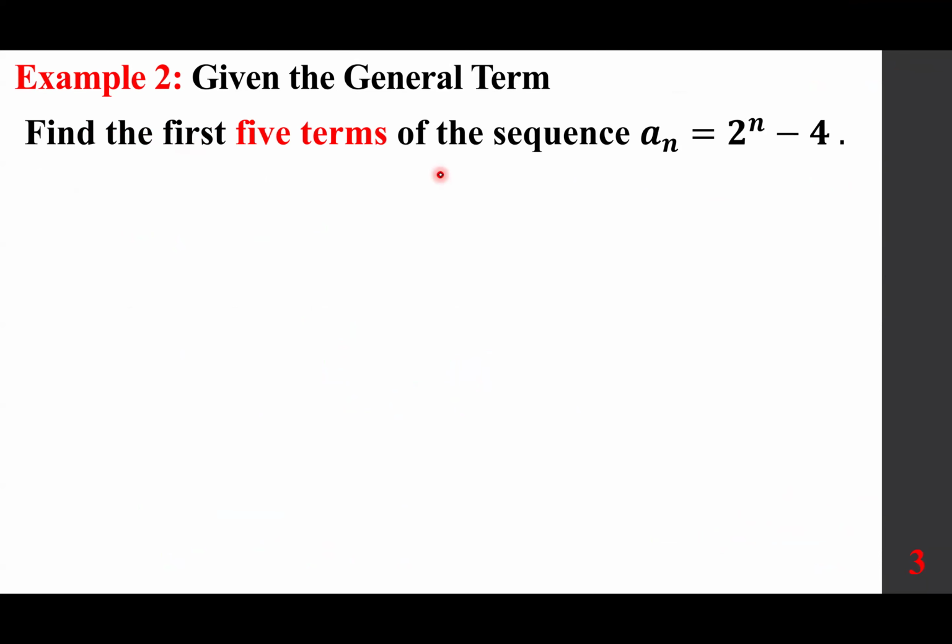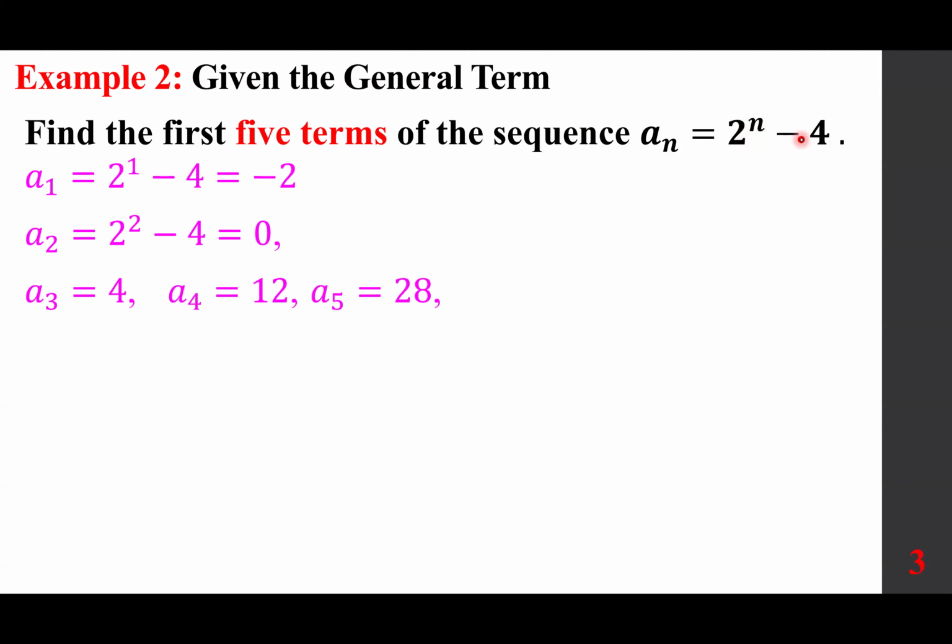We want to find the first 5 terms of the sequence. This is from the lecture. If I plug in 1, I get 2 to the power of 1, which is 2, minus 4 is negative 2. If I plug in 2, I get 2 squared, 4 minus 4 is 0. If I put in 3, I get 2 cubed, 8 minus 4 is 4. And you can figure out the rest.